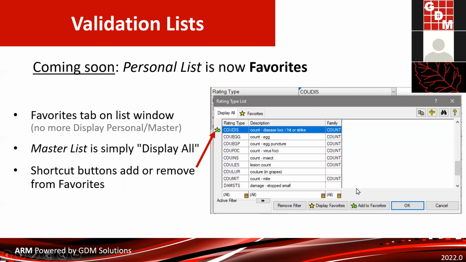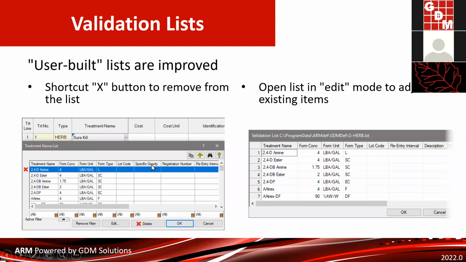So there's no more of that button down here where you display personal, display master, and the whole screen changes to load the two different lists. They're all cohesive in one spot. And instead of calling that master list, a little less technical term, just display all. See everything that's possible, or see just the favorites that you've chosen. And then we have a little shortcut button to make it even easier to add something to your favorites list. So we'll see that on my computer today, and coming soon to your computer in ARM with the next update here.